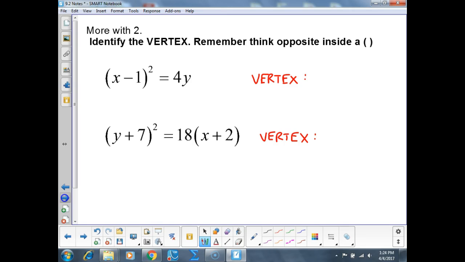Top one, what are we thinking for the vertex? 1 comma 0, is that what we're thinking? Because here I'm thinking oppositely, so that's x equals 1. And here, there's nothing else inside that parentheses, so that's y equals 0. So the vertex here is 1 comma 0. I like that. Second one, what are we thinking for the vertex?